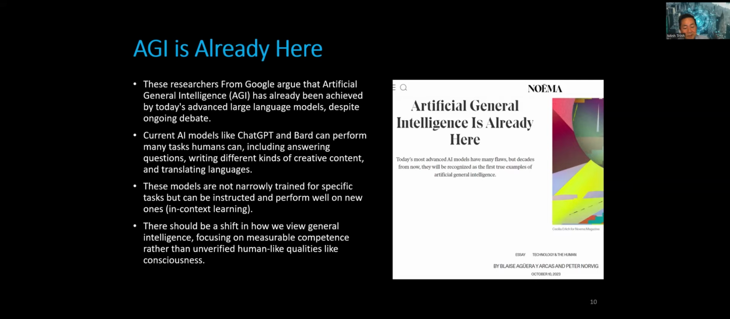So they argue there should be a shift in how we view general intelligence, and maybe focus on measurable competence rather than unverified human-like qualities like consciousness. Because, if you read the article, some people say it's not conscious, it's not really human, and so on. But they say, well, maybe it doesn't matter how they come up with the answers and how they think. It's not going to think like a human, it's probably not conscious, and we don't need a machine to be conscious like a human to reach AGI. This is what they argue, but you'll see that it's not the common view. Okay.